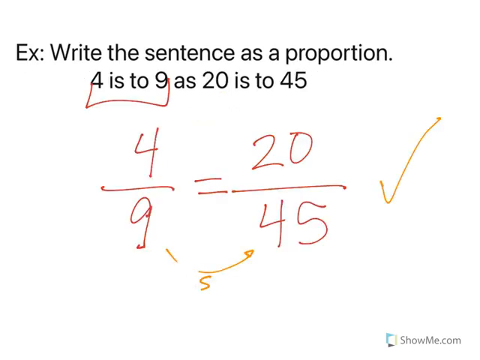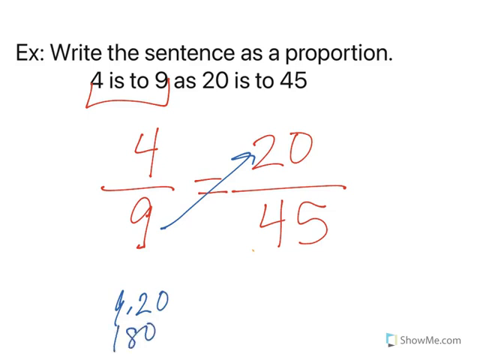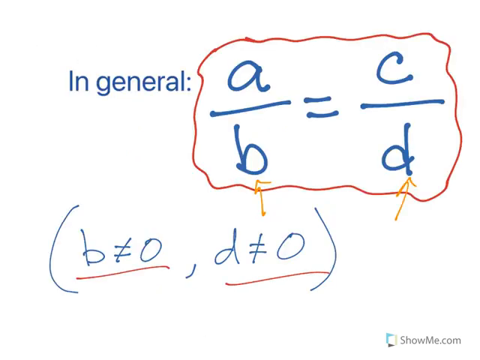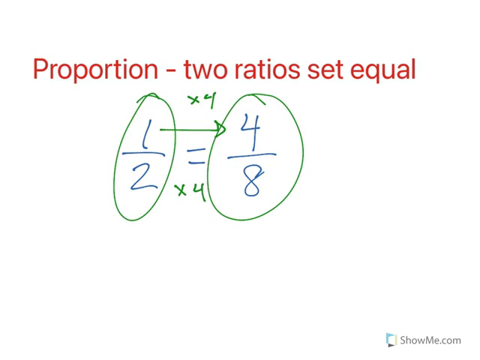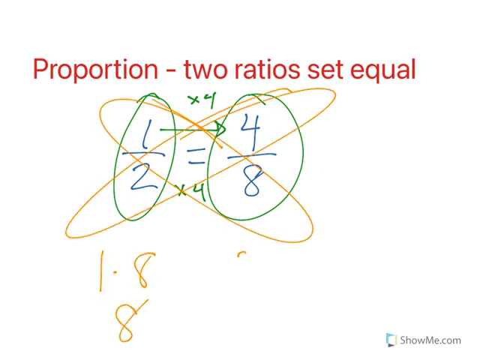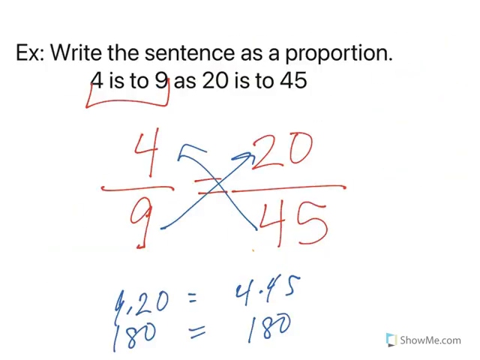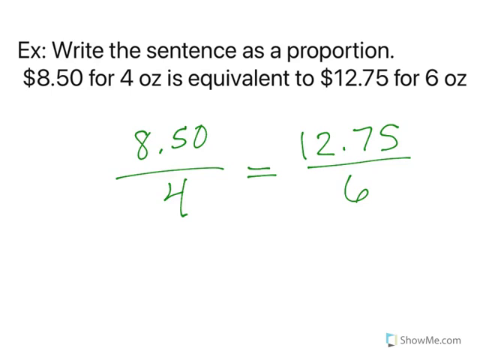If we come back here, and we want to verify this, notice if I take 9 times 20, that's 180. If I take 4 times 45, that's 180. If I take 1 times 8, that's 8. If I take 2 times 4, that's 8. We can solve and verify proportions by cross multiplying.